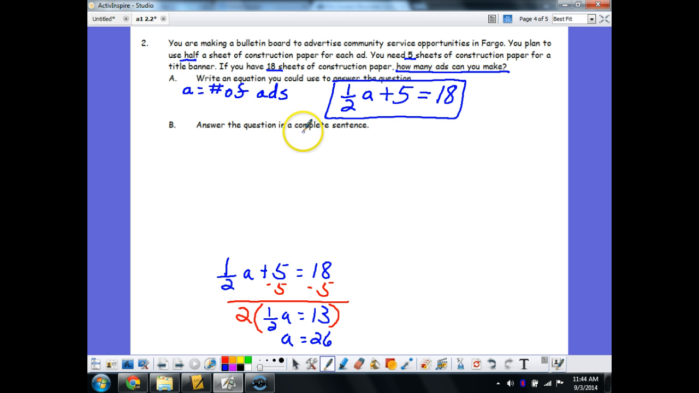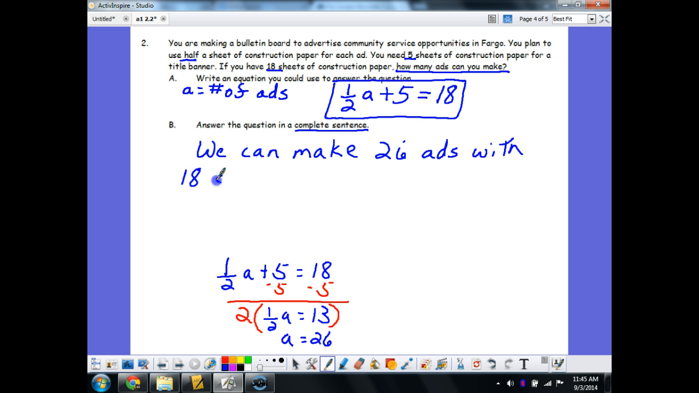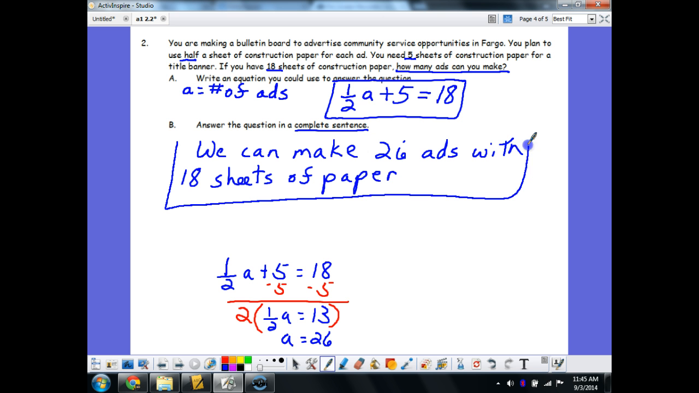So to answer that in a complete sentence, we can make 26 ads with 18 sheets of paper. And that is answering it in a complete sentence. The next video we will solve another word problem.